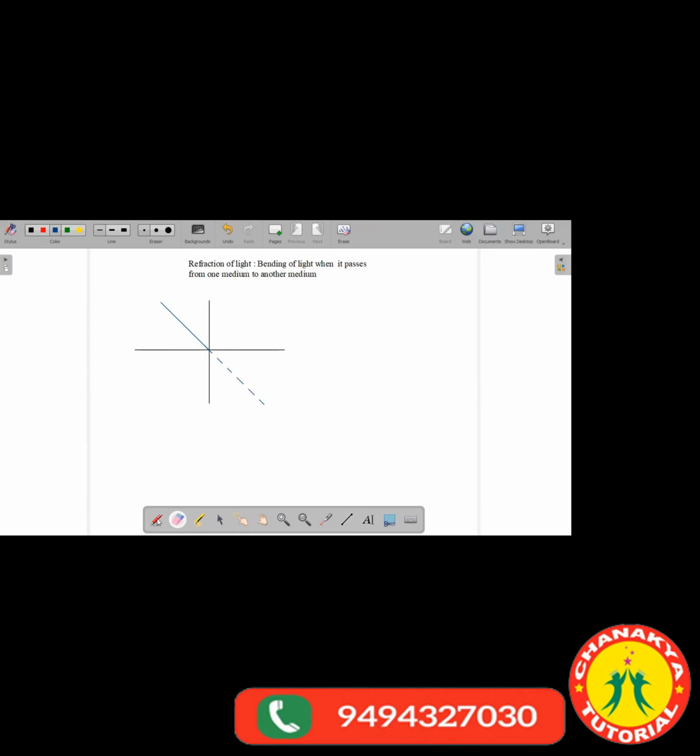But due to refraction of light, this ray of light bends towards the normal here. The bending of light is observed towards the normal. If you have this as medium 1 and medium 2, and it bends towards the normal, we say that medium 2 is denser than 1. We also call this optical density. The optical density of 2 is greater than 1.